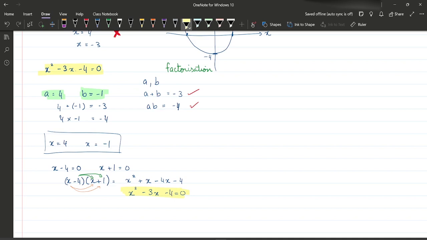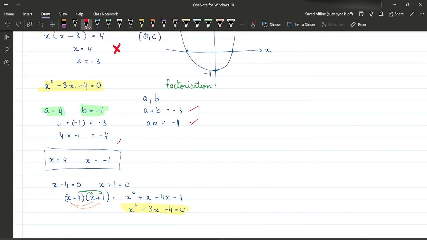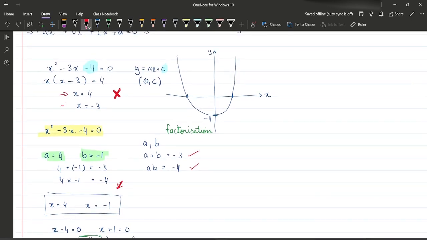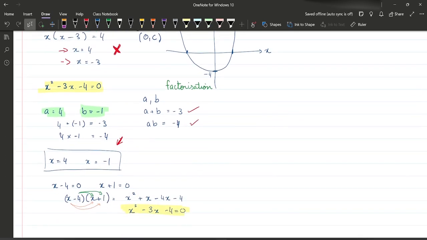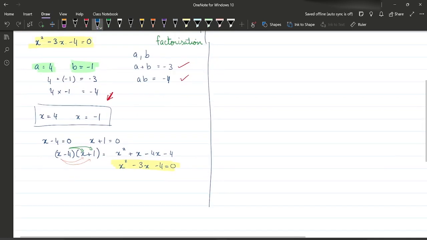Now I would like you to notice our answers here are not the same as our answers here. You may say, well, 4 is the same. Well, that is just a coincidence. It's not going to be the same. And this method is plain wrong. Never use this method, the equation method or the formula method.